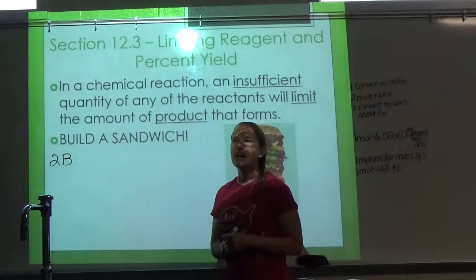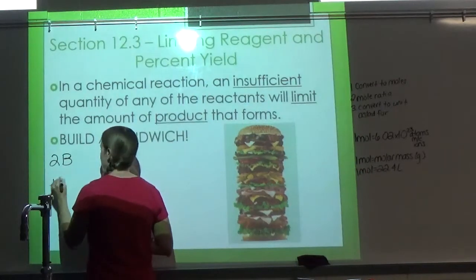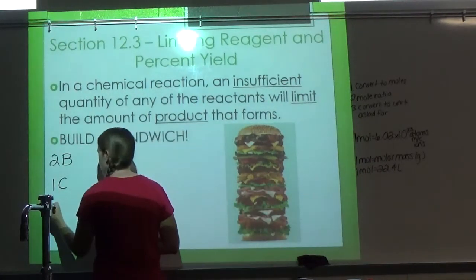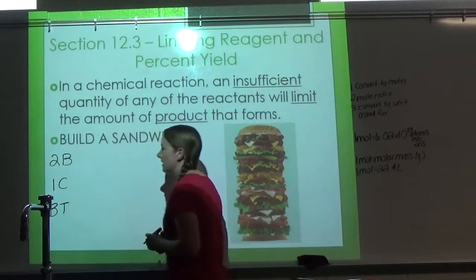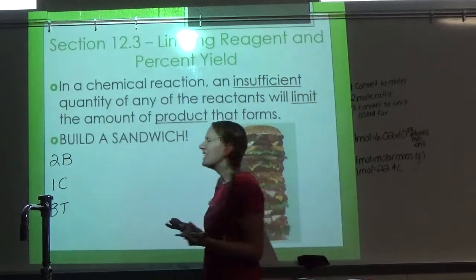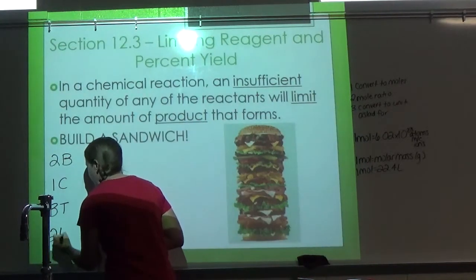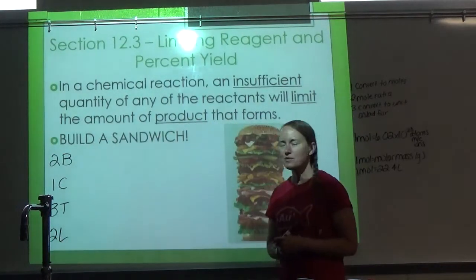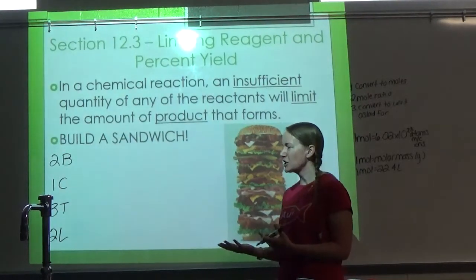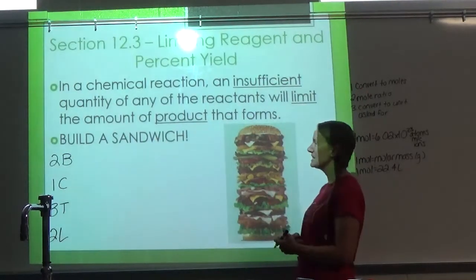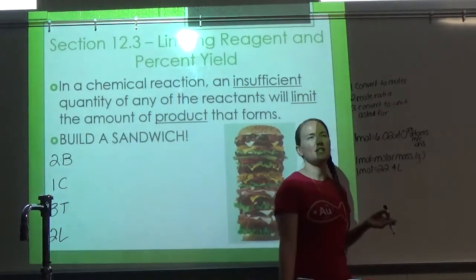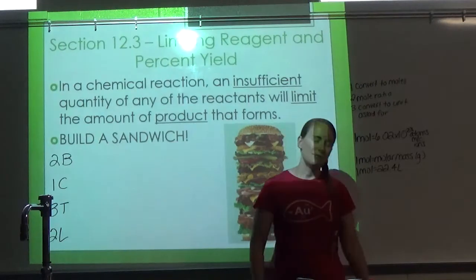I'm going to add 1 slice of cheese. I'm going to put on there 3 slices of turkey. And let's say 2 leaves of lettuce. And that's going to make my sandwich. 2 slices of bread, 1 slice of cheese, 3 slices of turkey, and 2 leaves of lettuce.